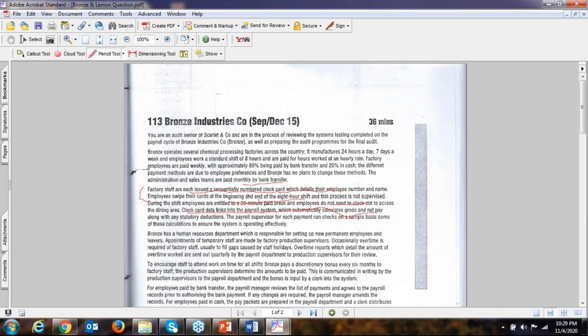Why is it a key control? Now, I'm waiting for the replies from your side. Mention your reply. Hurry up, boys. Hurry up, girls. This is the key control: the clock card data links into the payroll system, which automatically calculates the gross and net pay along with other deductions.